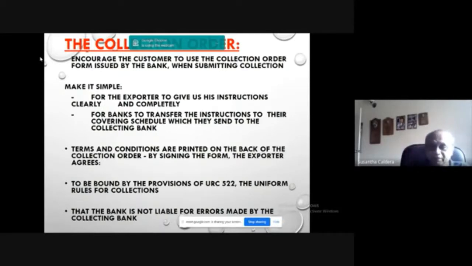Make it simple for the exporter to give us his instructions clearly and completely, for banks to transfer the transactions to their covering schedule, which they send to the collecting bank.